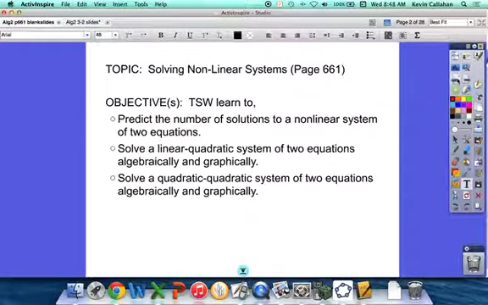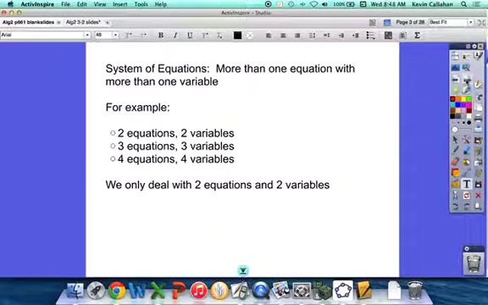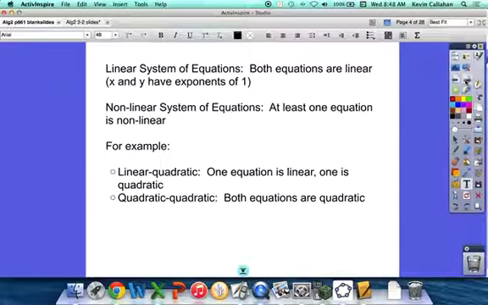Okay, so this last topic is called nonlinear systems. Some of these slides are going to be the same slides we saw at the beginning last time, so you don't need to copy down every word. But we know what we mean by a system. A system means more than one equation. A nonlinear system means one of the equations is not a straight line. It could be that both of them are not straight lines, but at least one is not a straight line. That's why it's called a nonlinear system.